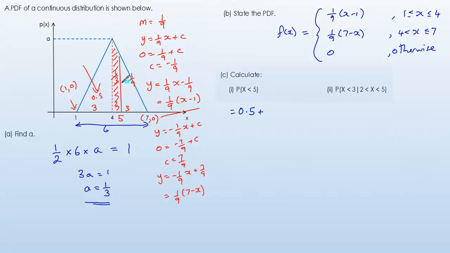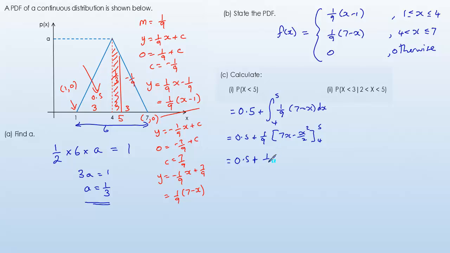Add this bit of area here, which we could do as a trapezium or as an integral. So I'm going to do the integral. Now, for this bit, it's this second part here. So that's going to be 1/9 of (7 minus x) dx, and we need to evaluate that from 4 to 5. So that's 0.5 add 1/9 of (7x minus x squared over 2) from 4 to 5.